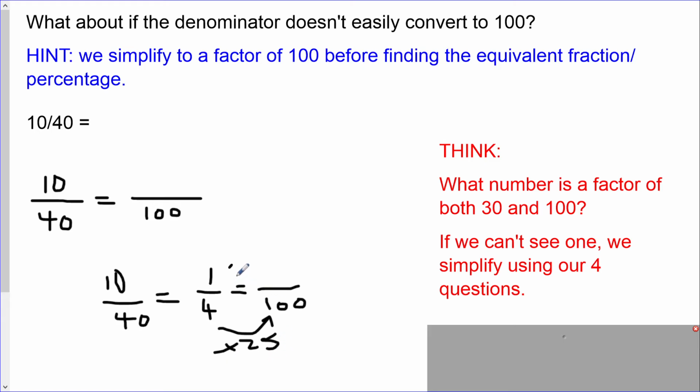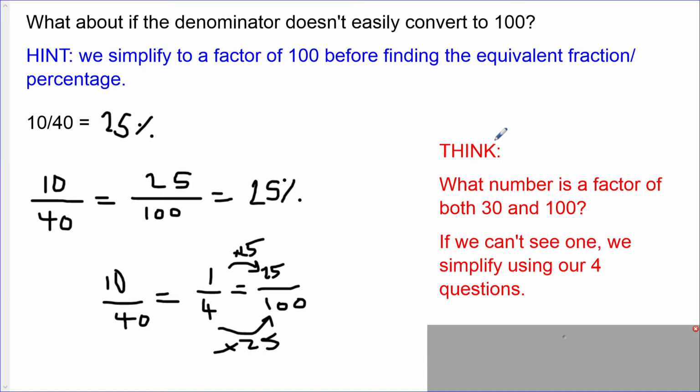Whatever I do to the top, I do to the bottom, or whatever I do to the bottom, I do to the top. So I need to times the top by 25 now. 1 times by 25 is 25. So I now know that 10 40ths is the same as 25 over 100. And now that I've once again got that denominator of 100, I can quickly convert that into a percentage, and I can give it as 25%. So now I know that 10 40ths is the same as 25%.